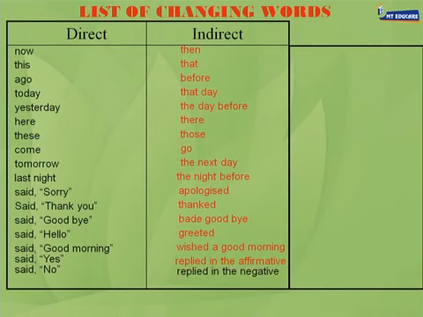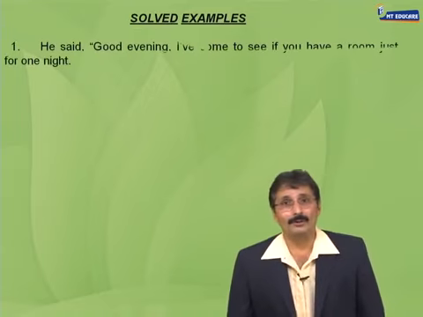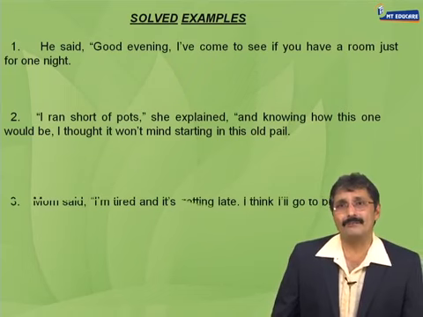And this is your list of changing words. And with that, we have finished all the five. From the direct to the indirect speech, all the rules are over. Let's use the rule now. Three examples on the screen for you.